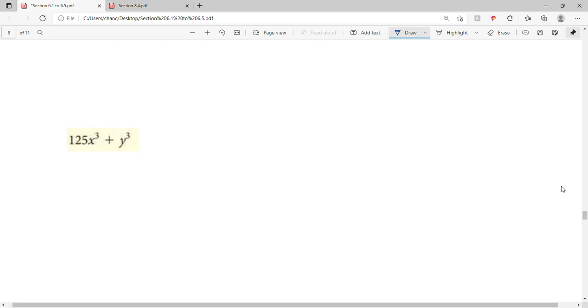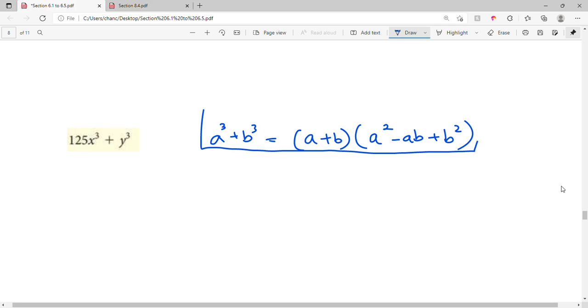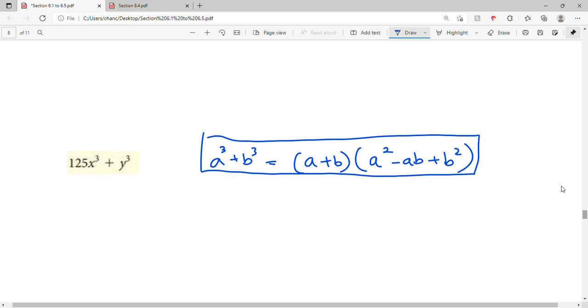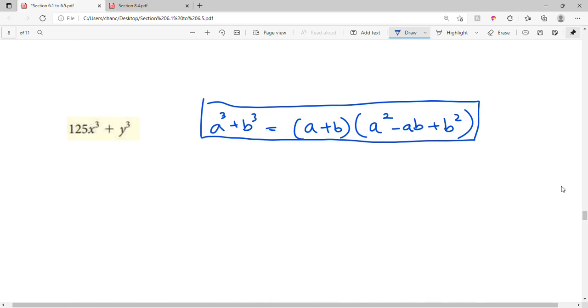In this next example, it's a little bit different. This is the sum of cubes. Since this is the sum of cubes, we need a different formula. And this formula is a plus b times the quantity a squared minus ab plus b squared. This is the formula for the sum of cubes. So please memorize this formula. It's going to help you out in the future. So let's try this out.